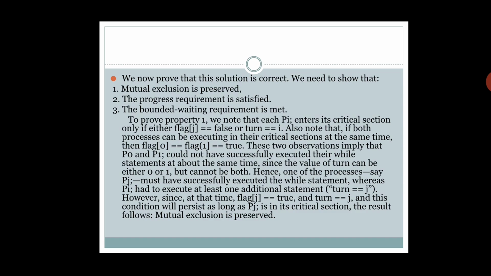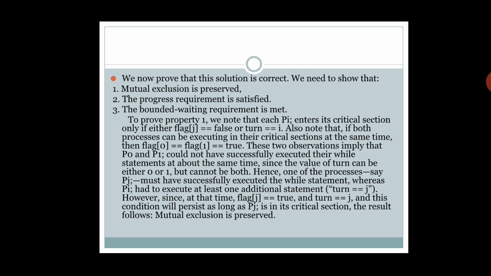Hence, one of the processes, say for example Pj, must have successfully executed the while statement, whereas Pi had to execute at least one additional statement, turn equal to j. However, since at that time flag of j equal to true and turn equal to j, this condition will persist as long as Pj is in its critical section. Why? What is the meaning of this?